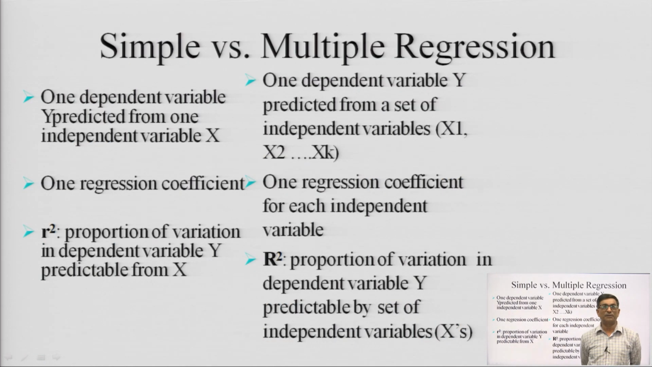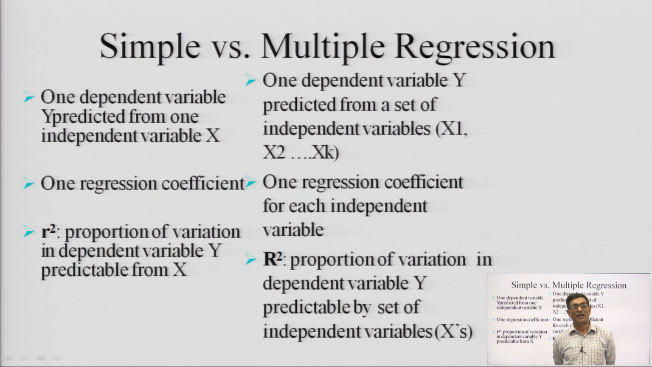Now, what is the difference between simple regression and multiple regression? In simple regression, we have only one independent variable, that means we can predict the value of dependent variable y with the help of one independent variable x, while in multiple regression one dependent variable y can be predicted from a set of independent variables x1, x2 and so on xk.